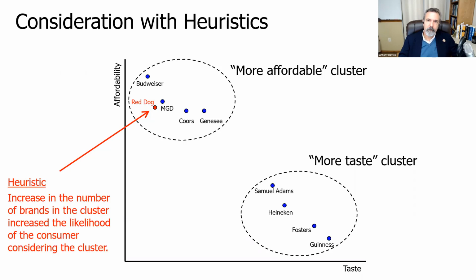But that's not what happened. What happened is sales of Miller Genuine Draft, their flagship brand, went up. They went up because Miller was aware that people used this heuristic, even if the consumers weren't aware of it themselves. Miller knew that if consumers see more brands in this affordable cluster, they'll tend to buy more beers in the affordable cluster. Exactly like the candidate handing you the hat with the name on it, and you say, oh, I recognize that, I'm going to buy it.